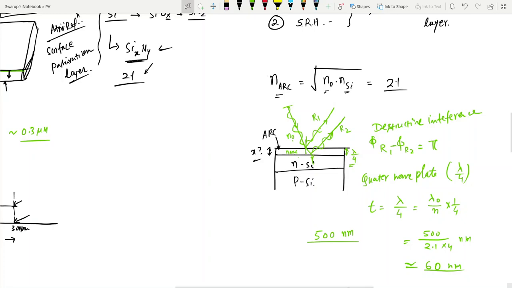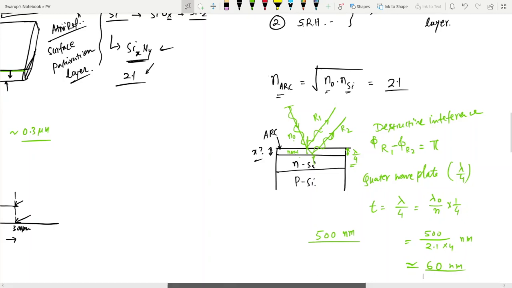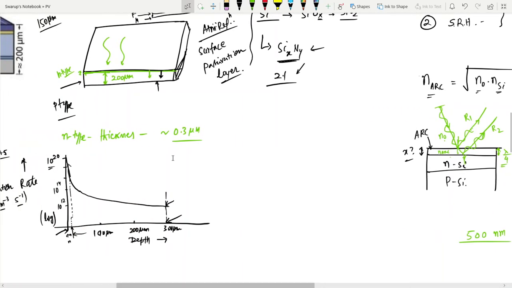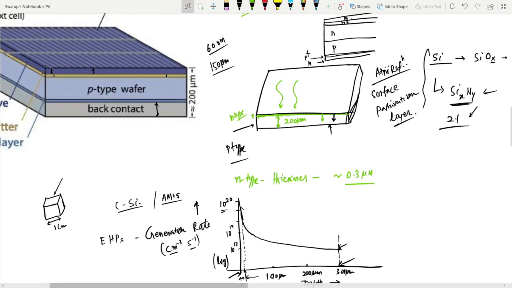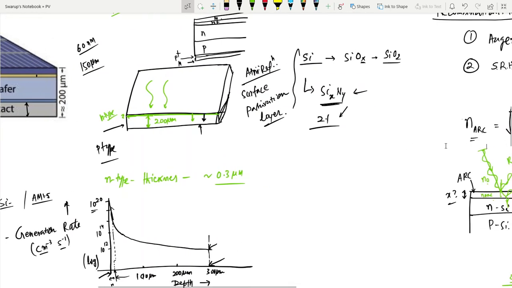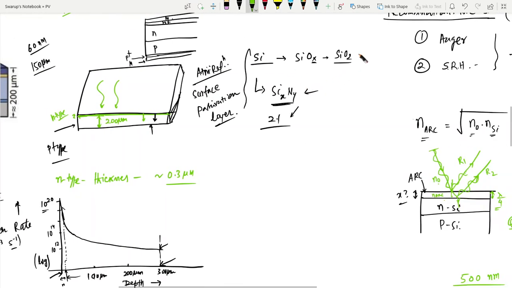So this is fixed now. We are looking at this design. So ARC is fixed. Okay, so what kind of material? It could be silicon oxide. If it is silicon oxide, let's finish that portion as well. So how can you make this? Silicon oxide, it's very easy.